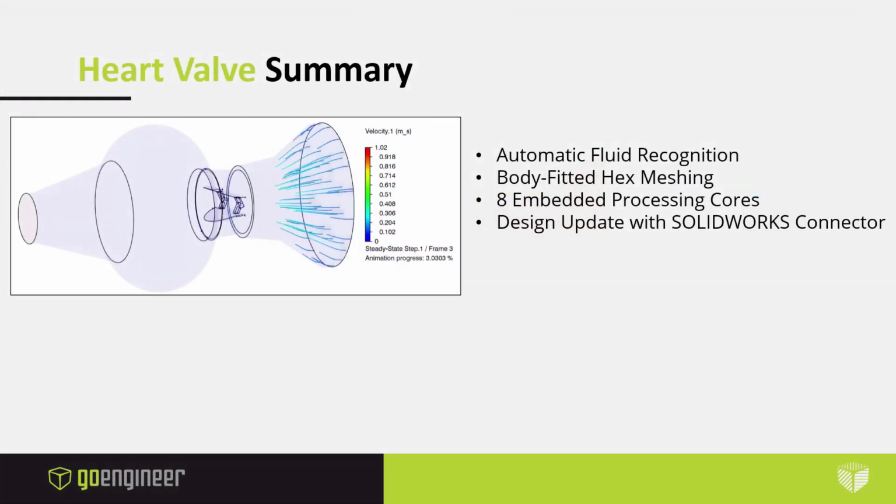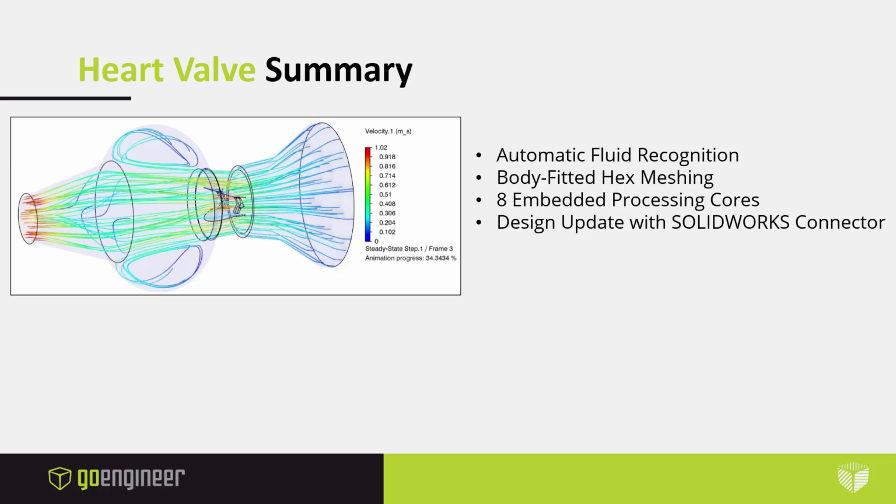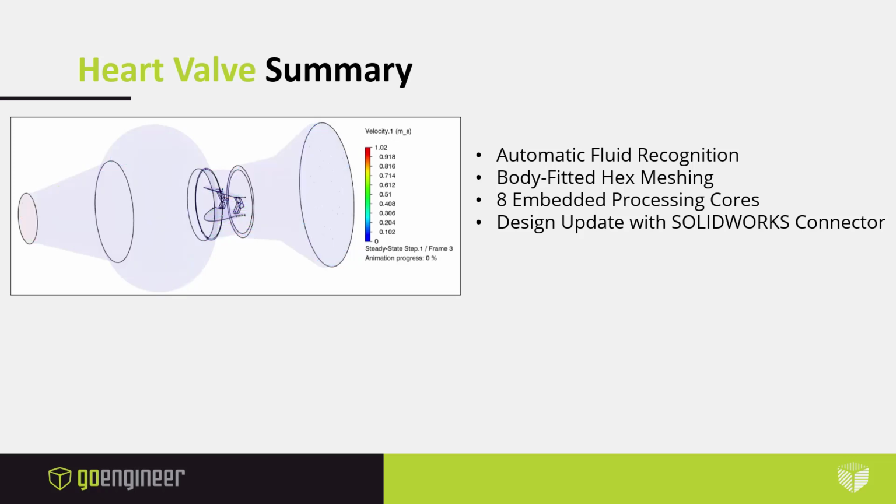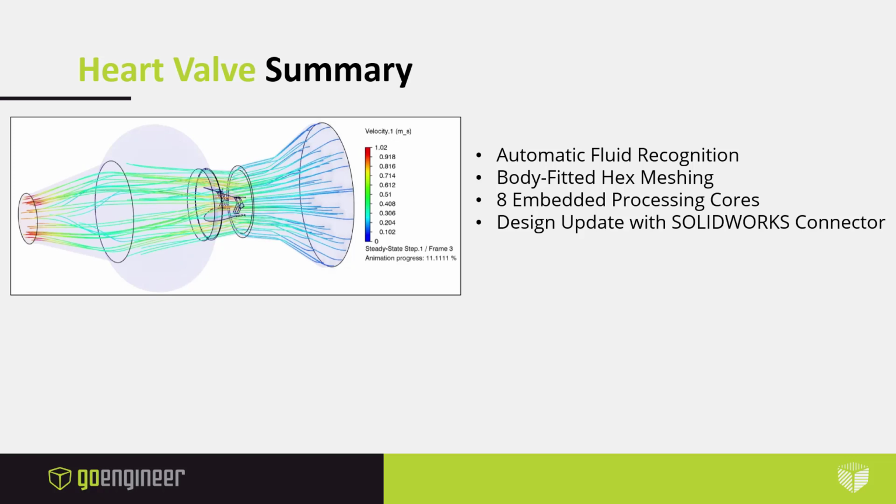All right, so let's summarize this. In this little heart valve example, besides showcasing some attributes related to its performance, the big takeaway is that the fluid dynamics engineer gives you ease of use in terms of automatic fluid recognition during the analysis setup process. You're able to capture really complex geometry using the body-fitted hex meshing algorithm. Right out of the box, Dassault gives you about 8 embedded processing cores on your local machines to be able to run these analyses very quickly. And you can take advantage of the SolidWorks connector to update your designs.